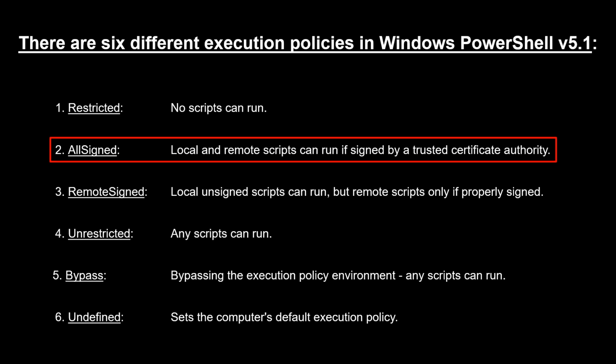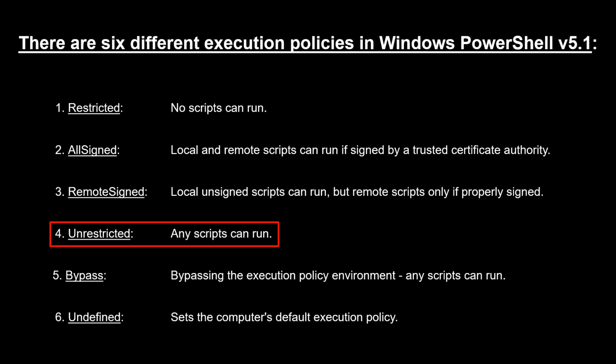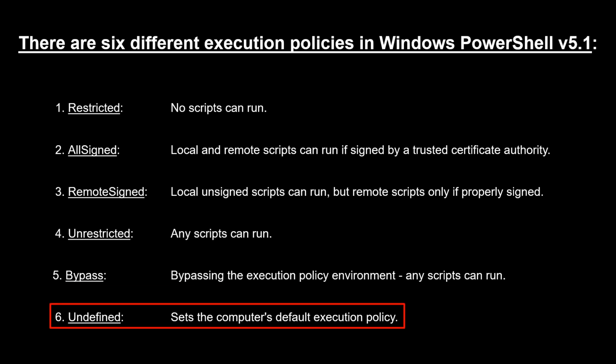All signed. Local and remote scripts can run if signed by a trusted certificate authority. Remote signed. Local unsigned scripts can run, but remote scripts only if properly signed. Unrestricted. Any scripts can run. Bypass. Bypassing the execution policy environment, any scripts can run. Undefined. Sets a computer's default execution policy.